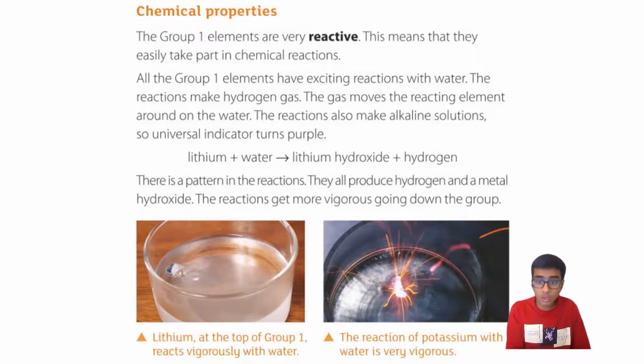So they always produce hydrogen and a metal hydroxide. So they produce hydrogen, at the end you have plus hydrogen, and they produce a metal hydroxide. In this case it is lithium hydroxide, and then you have lithium plus water, which is the reaction in the beginning. So lithium, since it's at the top of group 1, has a good reaction with water, so it's very, very vigorous. Then potassium, which I think is the third one, I think that also has a very vigorous reaction.